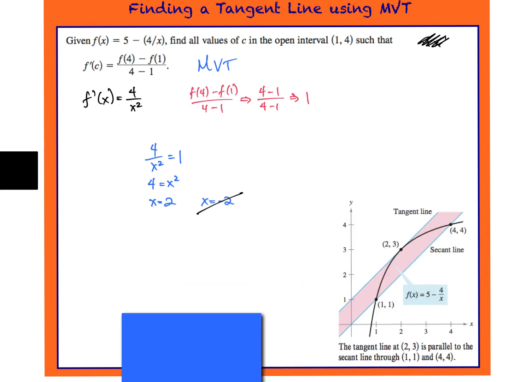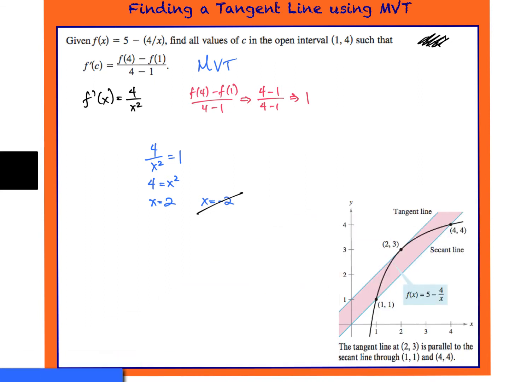And so what's happening here is I have the slope of my secant line, which would be equal to the slope of my tangent line at x equals 2. See how that worked? This is a very powerful theorem that we're going to be talking about for a little bit. Let's do it again.